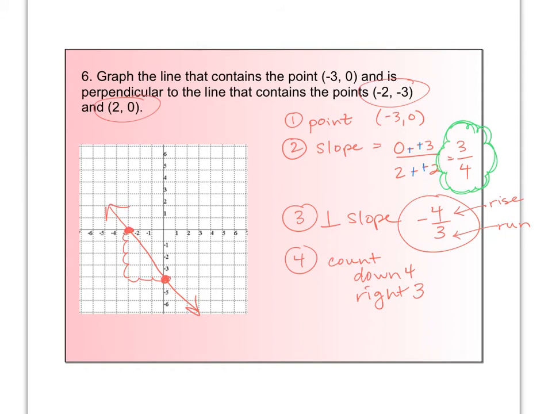If you wanted to, you could plot these 2 points. I'll do it real quick. Negative 2, negative 3 is right here, and 2, 0 is right here. And if I just kind of graph that in there, do they look like they're perpendicular? They do. To me, they look like they cross at 90 degrees.